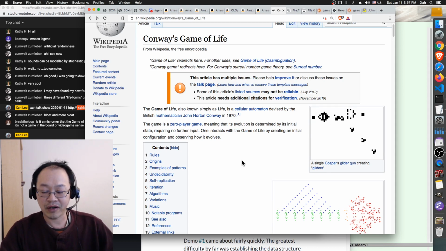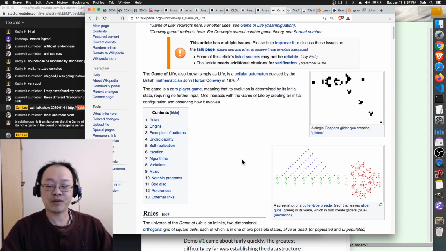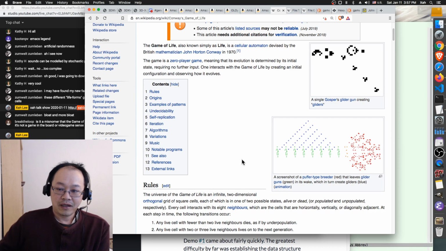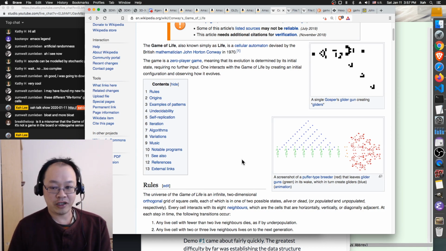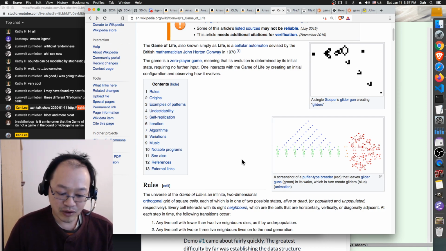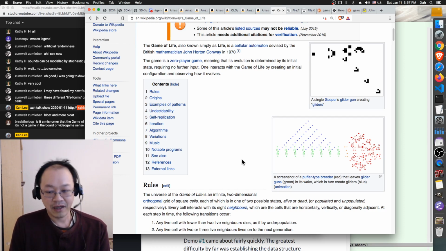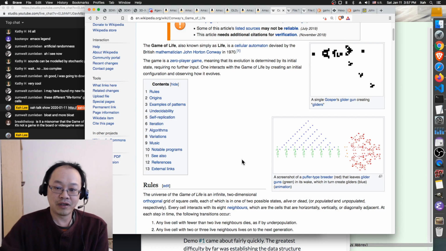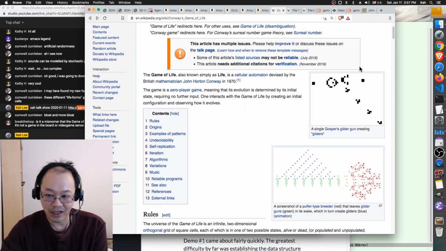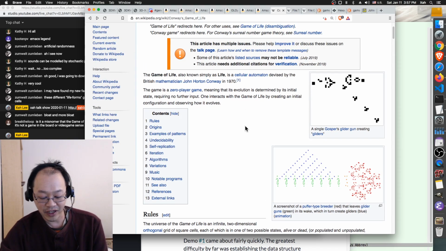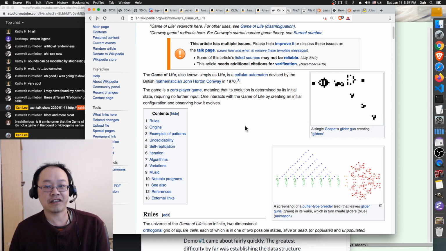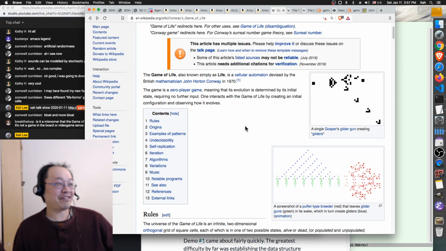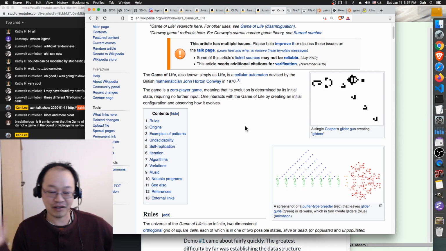So universal computers. The question is, can you model a universal computing machine using cellular automata? The answer is yes. But another question is, can you model a universal computing machine using Game of Life specifically? And the answer is yes. We didn't know the answer until, I forgot when, like 10 years ago or something.